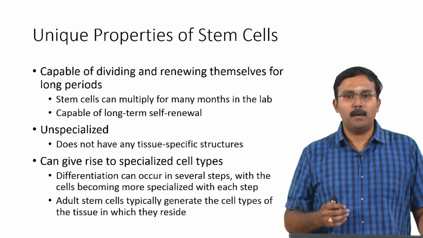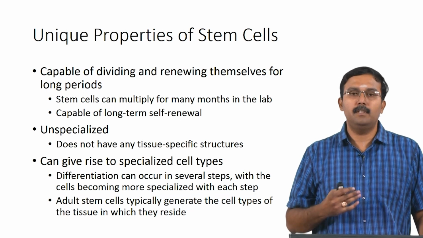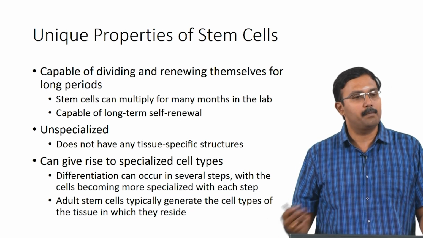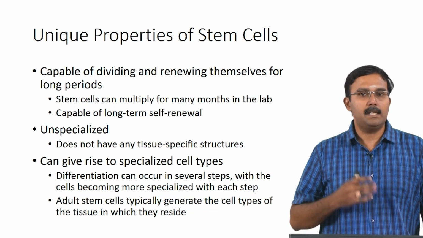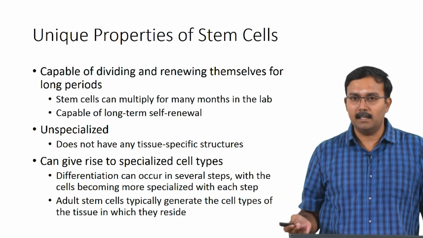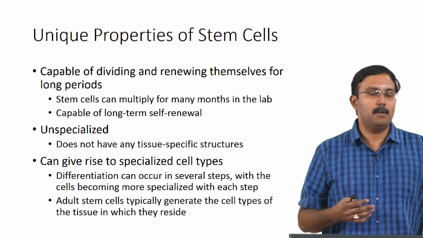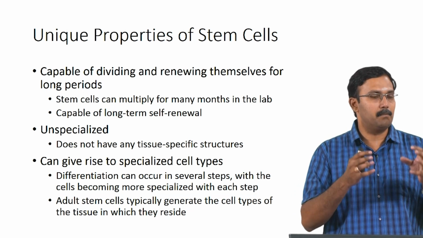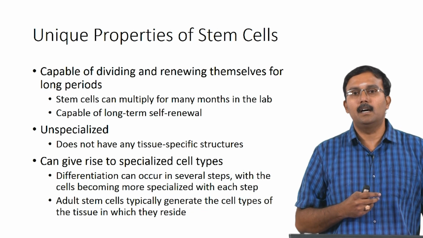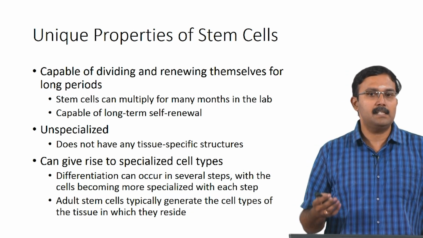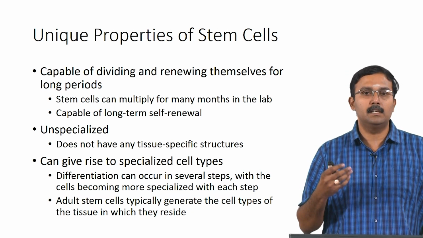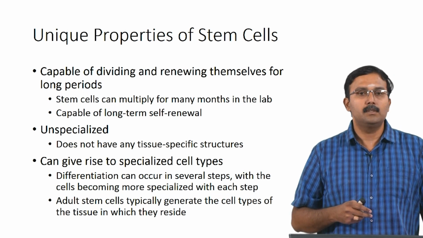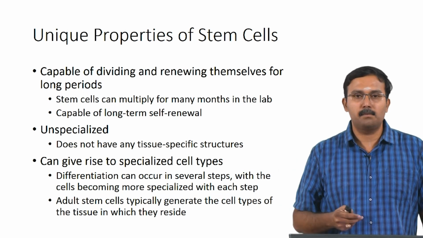So, some of the unique properties of stem cells is they are capable of dividing and renewing themselves for long periods. So, stem cells can multiply for many months in the lab, and they are capable of long term self renewal, in the sense that even when they are differentiating, they will maintain the numbers. And they are unspecialized, which means they do not have any tissue specific structures. So, they can actually be differentiated into different types of cells.